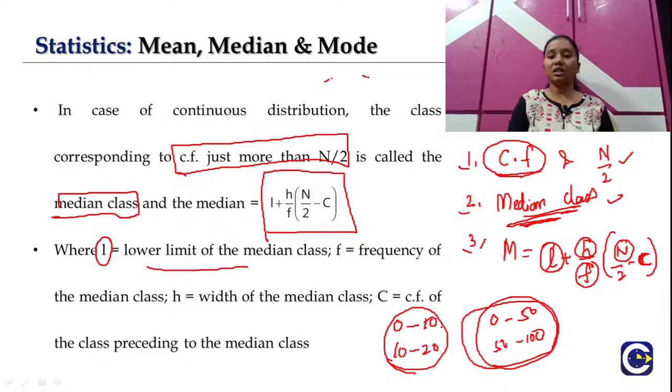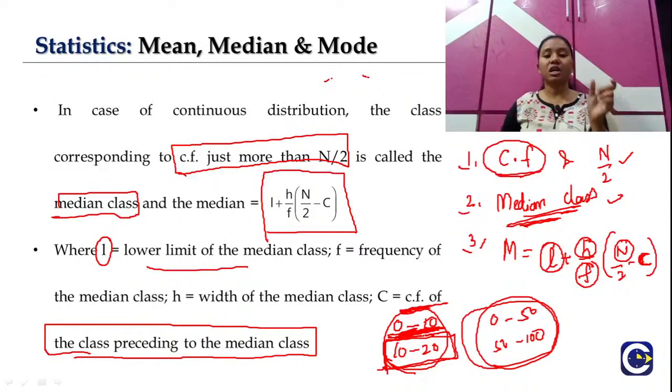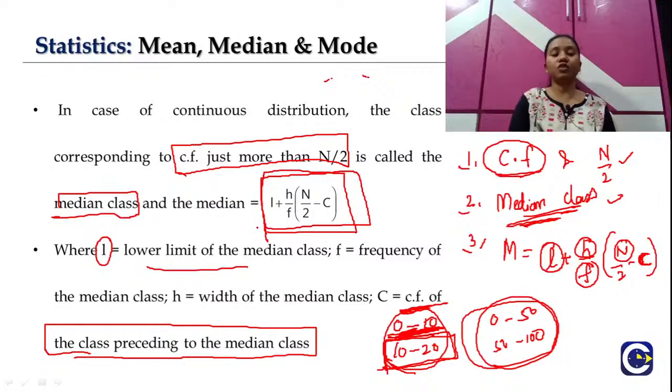Here capital C is the cumulative frequency of the class preceding the median class. It is not the cumulative frequency of the median class, it is the cumulative frequency of the class preceding the median class. Suppose 10 to 20 is my median class. Then what is my capital C value? My capital C value will be the cumulative frequency of the class above it, that is 0 to 10, because 10 to 20 is my median class. The preceding class here will be 0 to 10, so the cumulative frequency for that class will be capital C. So this is the formula which will be applicable in order to find the median when the distribution given is a continuous distribution. Right.